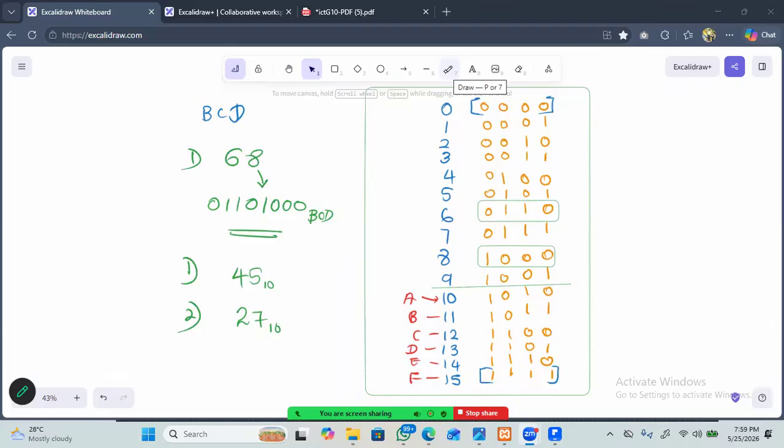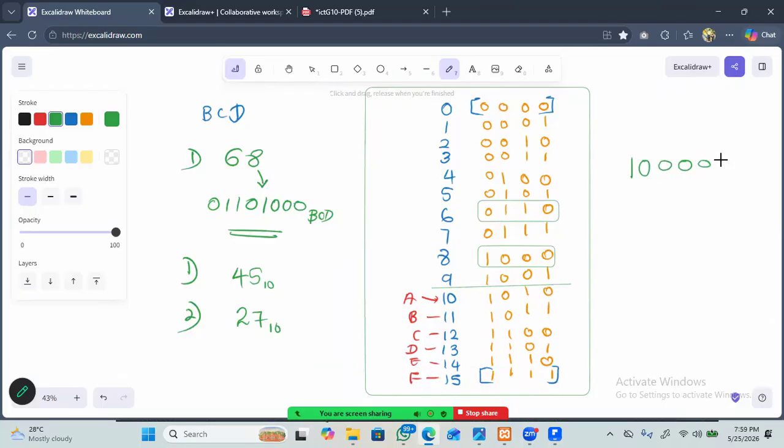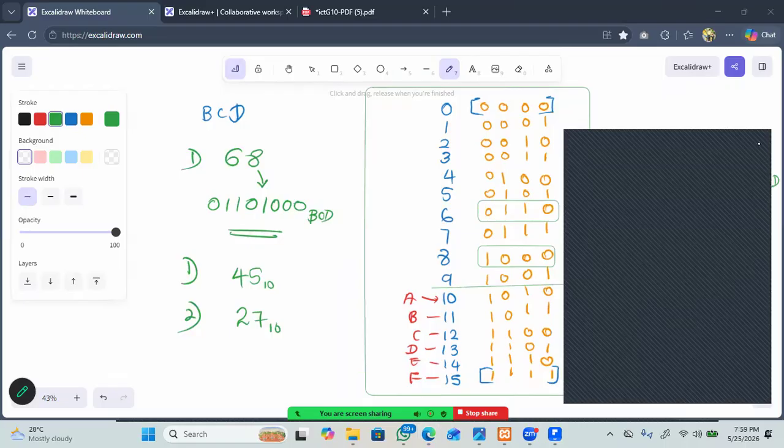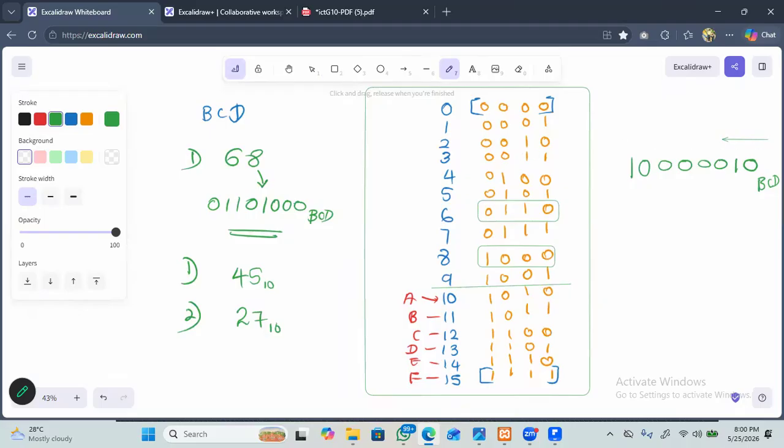And Sarah, try to convert this back to decimal. Okay, try to convert this one. This is in BCD format. Try to convert this back to decimal. You have to start from right to left and you have to group. Group by 4 bits. And look at the chart and write it down.